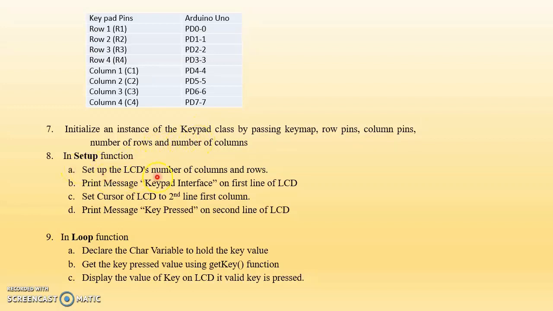In the setup function we have to set up the LCD number of columns and rows, so it will be 16x2, print a message, keypad interface, and set the cursor on the second line. On the second line we have to see the character of whichever key is pressed. In the loop function we have to declare a character variable to hold the key value and then get the key pressed. Whichever key is pressed, we display it; it will clear the first character and then write another character, displaying the value of the key on the LCD. So this is the algorithm for keypad interfacing.